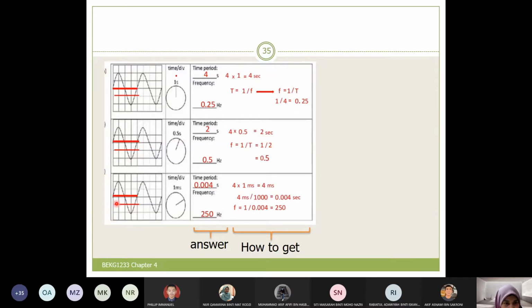How about this? 1, 2, 3, 4. 4 again. Multiply with 1 milli, we get 4 milliseconds. Okay. The frequency is 1 over period. 1 over 4, we get this. 1 over 2, we get 0.5 hertz. 1 over 4 milli, we get 250 hertz. Any question? No, sir.